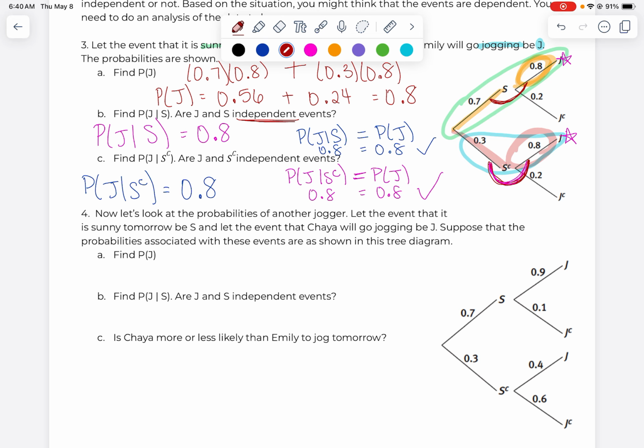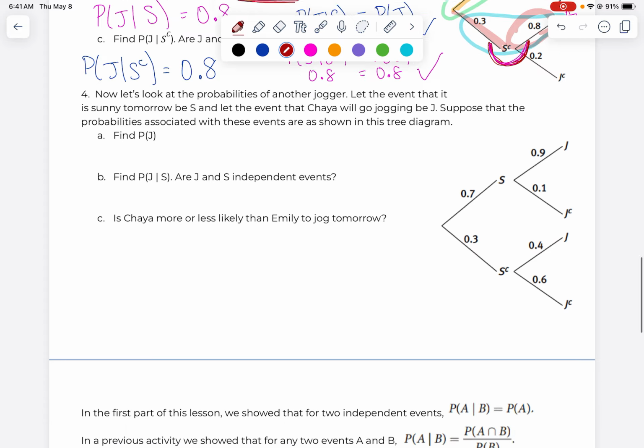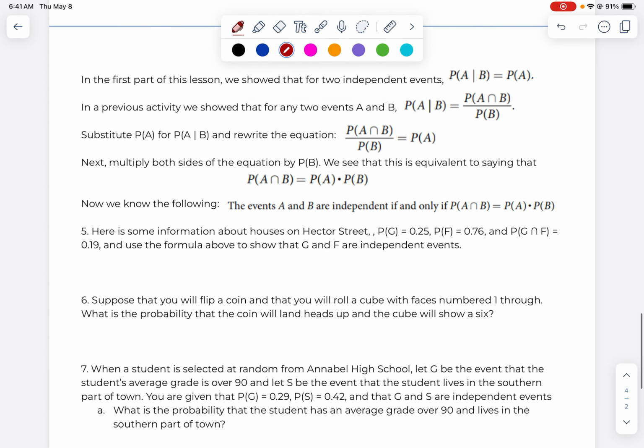All right, hopefully you've already done number 4. You'll be able to check the key to see if your answers are correct later on in the day when it is posted. But we're going to go to the last page, okay? Not the last page of the packet, just the next page.